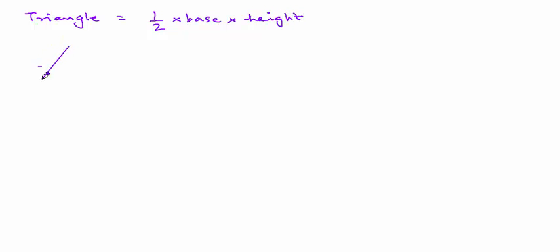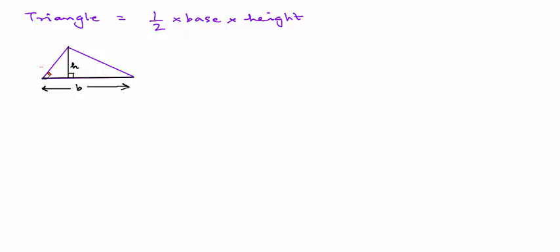So if we have a triangle and this is the side that you want to name as the base, the height or the altitude is the perpendicular distance of the opposite vertex on the base. So this angle has to be a right angle or 90 degrees. So all of this is the base and this is the height.